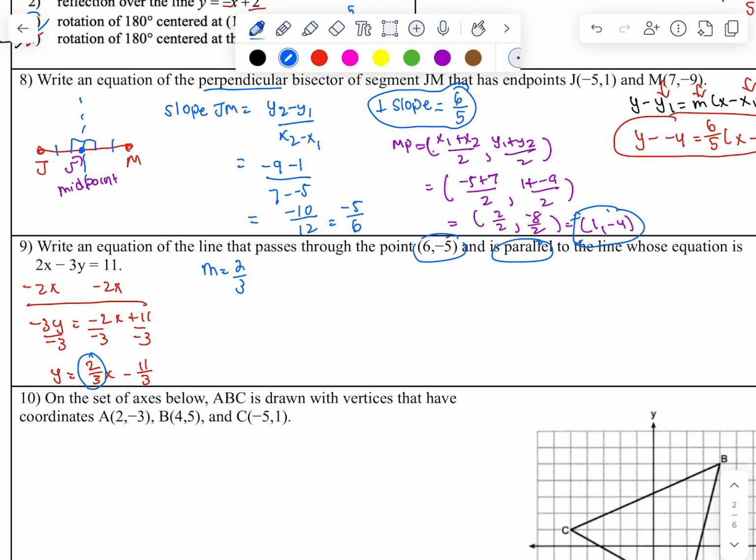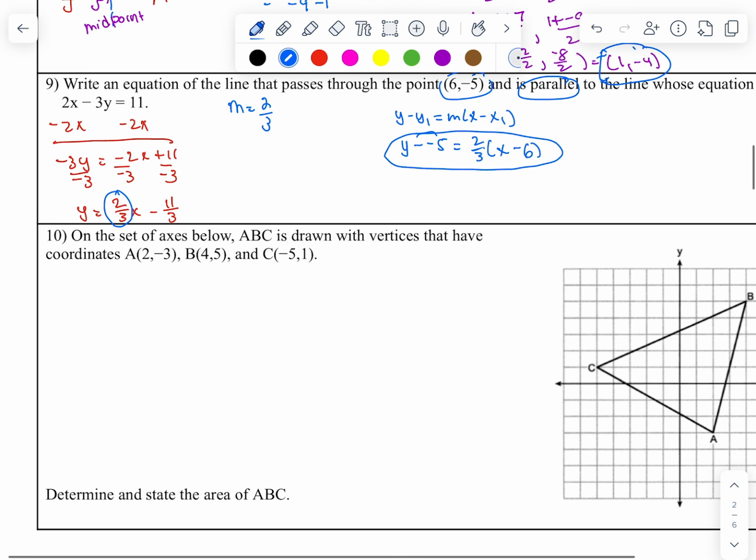They already give me the point it's going to pass through. So I'm going to use point slope form. And I'm going to plug in my y coordinate of the point, which is negative 5. My slope for m, which is 2/3. And the x coordinate of my point that I'm given, which is 6. Once again, you could rewrite this as y plus 5, but this is totally fine. Perfectly good equation of the line.